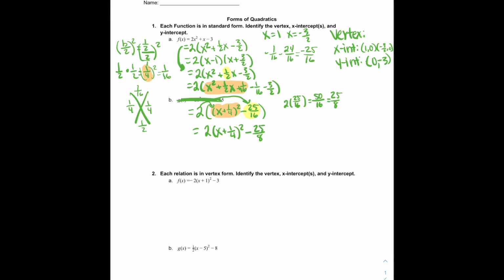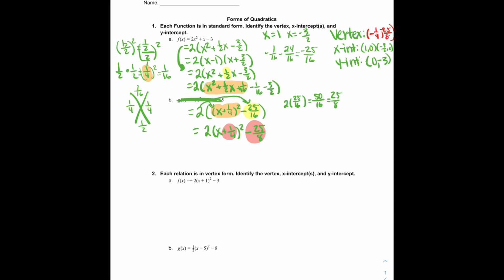My vertex is the opposite of h. So I take the opposite sign there. The opposite of positive is negative. h is 1/4. And my k value, -25/8. So I just take my k value as it is, -25/8. Okay?